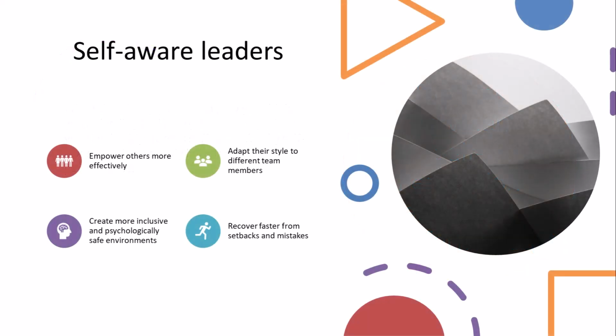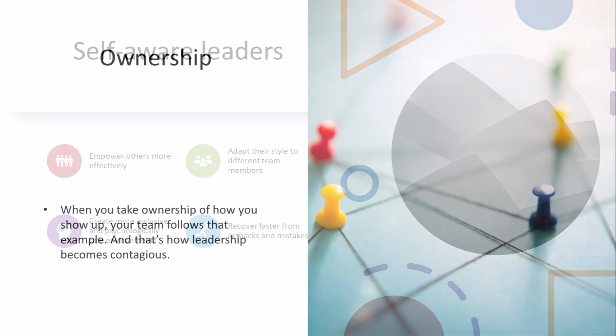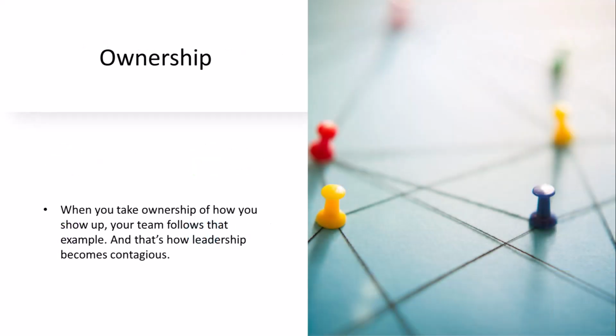Self-aware leaders tend to empower others more effectively, adapt their style to different team members, create more inclusive and psychologically safe environments, and recover faster from setbacks and mistakes. When you take ownership of how you show up, your team follows that example, and that's how leadership becomes contagious.